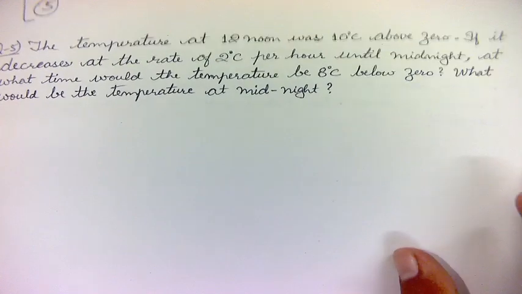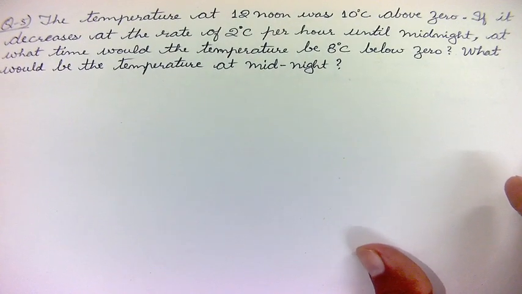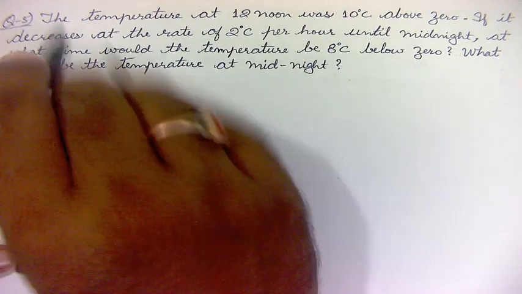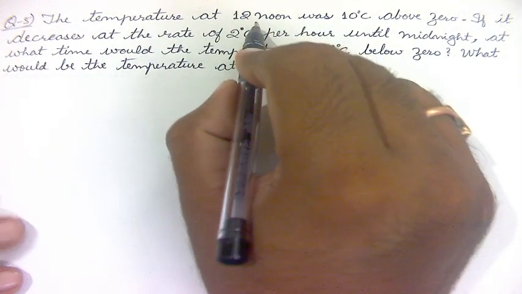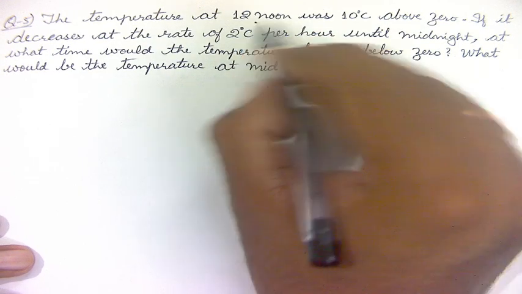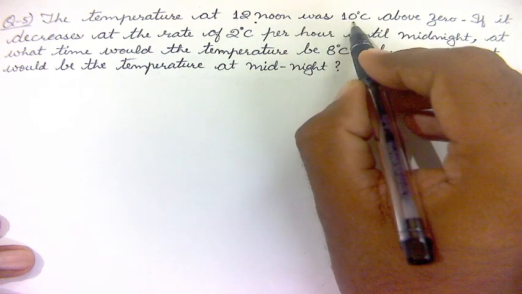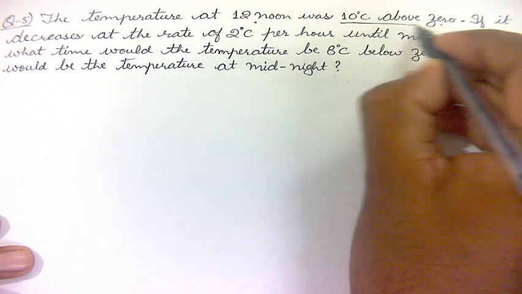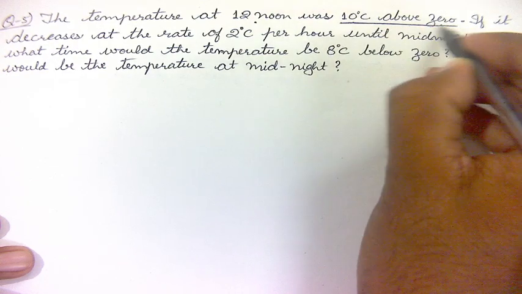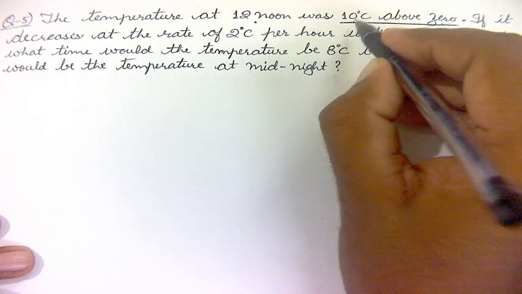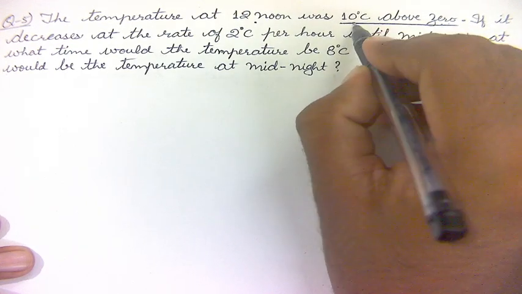Now let us move towards question number 5. Question 5 says the temperature at 12 noon. 12 noon means in the afternoon, mid of the day. The temperature was 10 degrees Celsius above 0. Now when it is saying 10 degrees Celsius above 0, it means the value is more than 0, so it will be positive. It is plus 10.